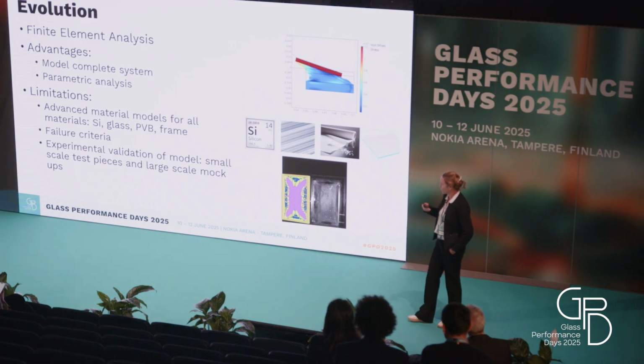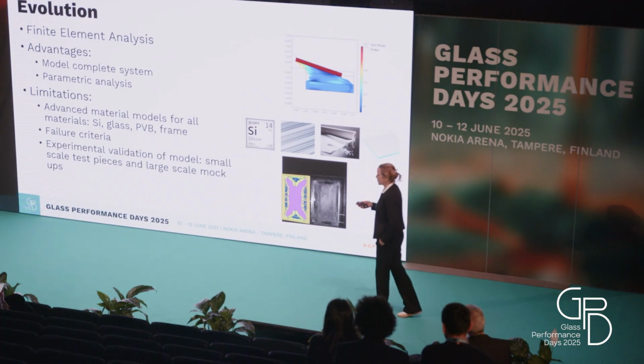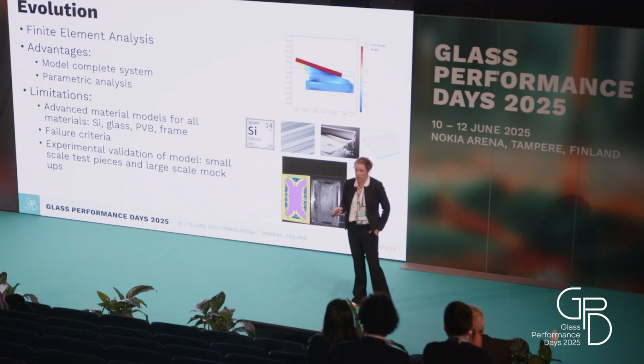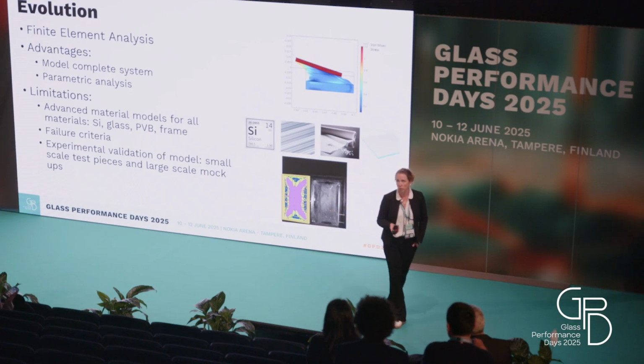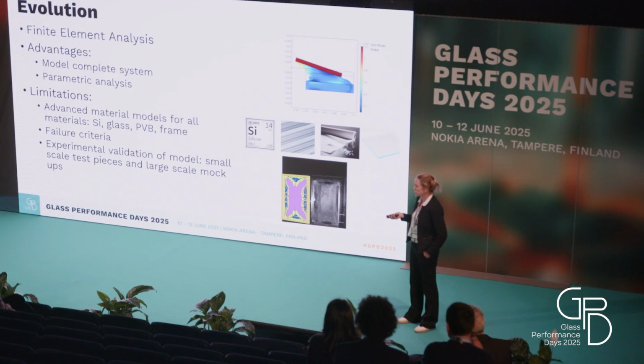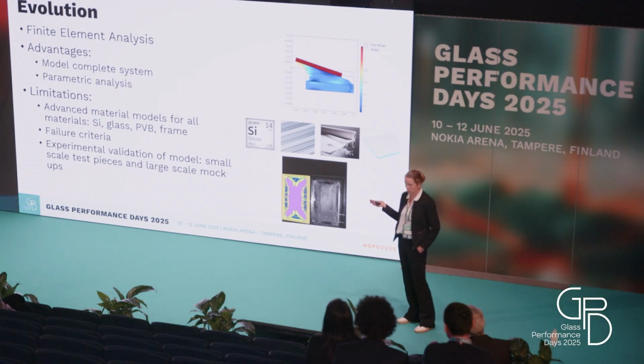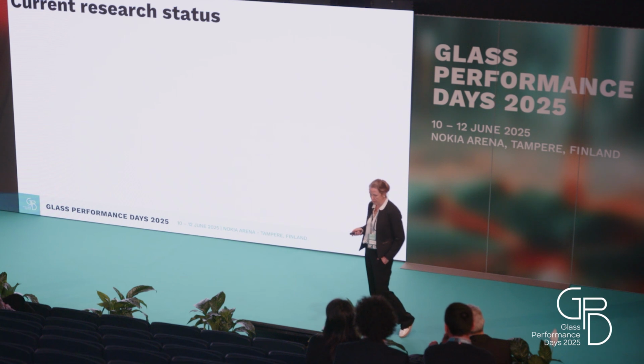So the silicone, the glass, the PVB, the frame. You also need to tell the software when it's going to fail. So you still need to do some experimental validation on a small scale, with the test pieces you've seen tested at high speed, and on large scale mock-up testing. So where are we at today?